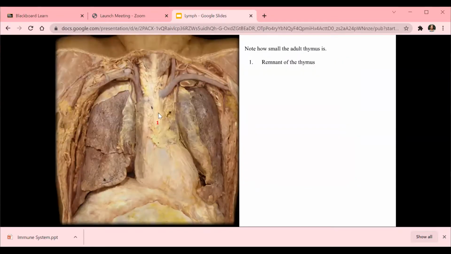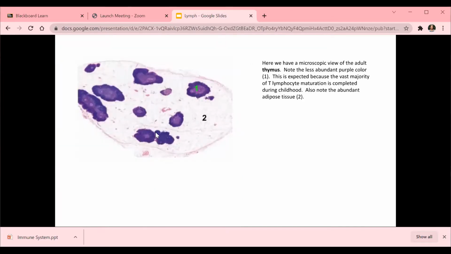Here you can see the remnant of thymus in adults. You see that it has become very, very small. And this is the histology of adult thymus. You see that the functional part regressed, and we have much adipose tissue which replaces the functional part.